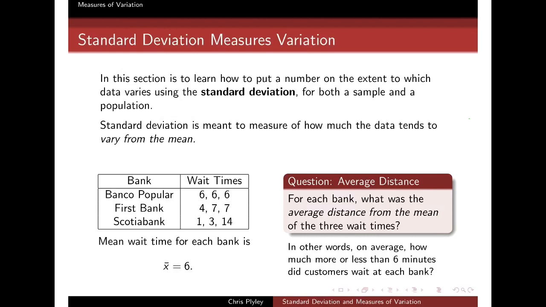And to do that, we're going to measure something very similar, but not quite standard deviation, and that's average distance from the mean. So suppose I ask you this question. Here are the wait times for our three banks over here on the left, Banco Popular, First Bank, and Scotiabank, remembering that the mean time for each bank is 6 minutes. So if I said, for each of these three banks, what was the average distance from the mean of 6 minutes, of the three wait times? In other words, how much more or less on average did the customers have to wait than 6 minutes when they went to the bank?